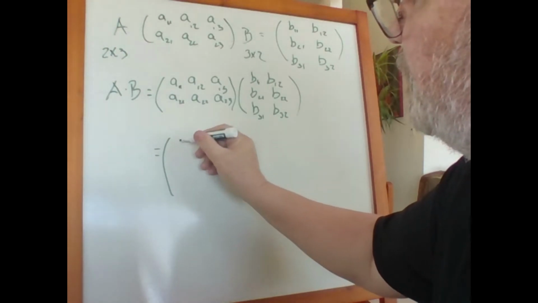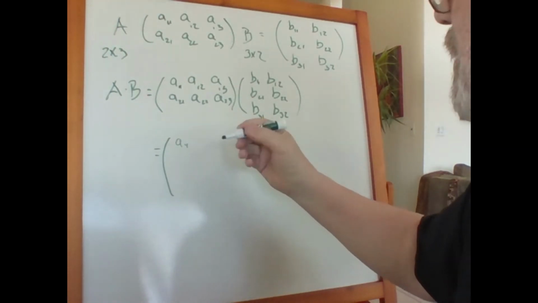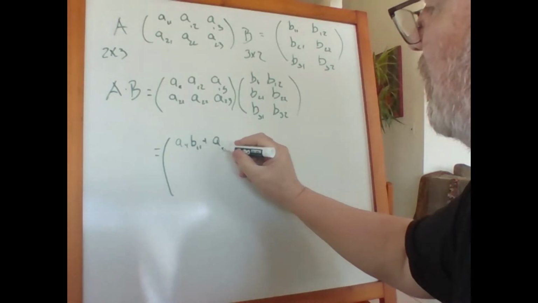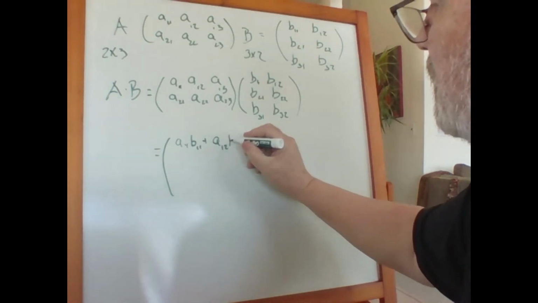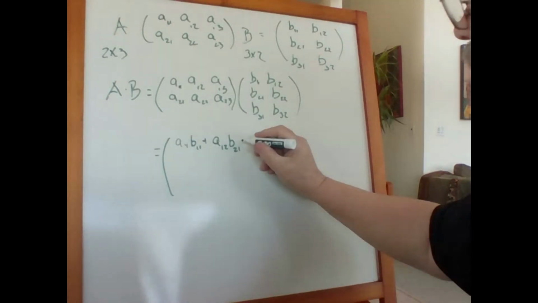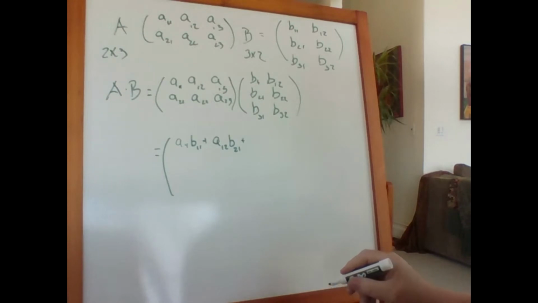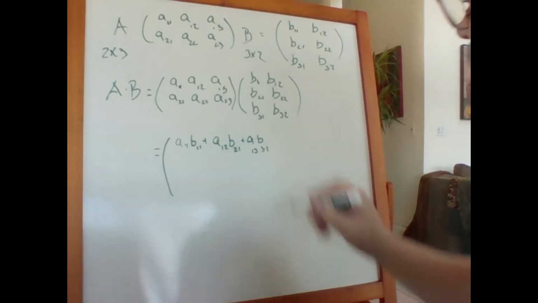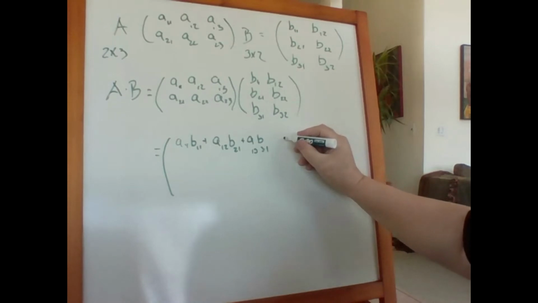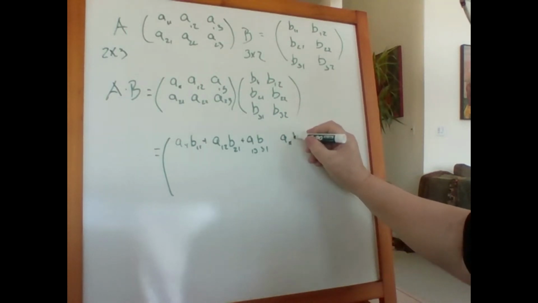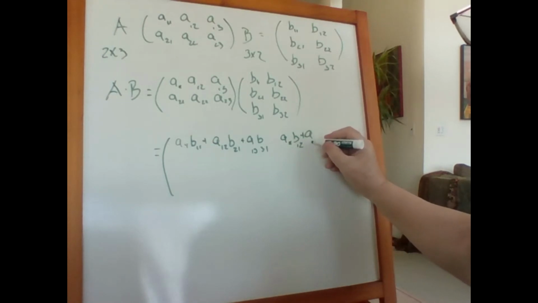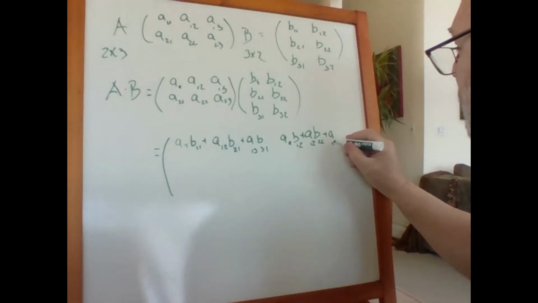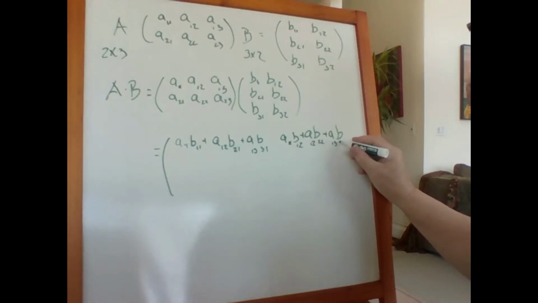So that equals A11 B11 plus A12 B21 plus A13 B31. Now this one, we got A11 B12 plus A12 B22 plus A13 B32.